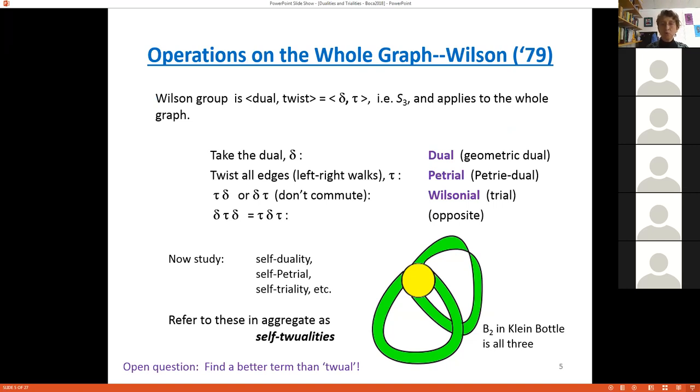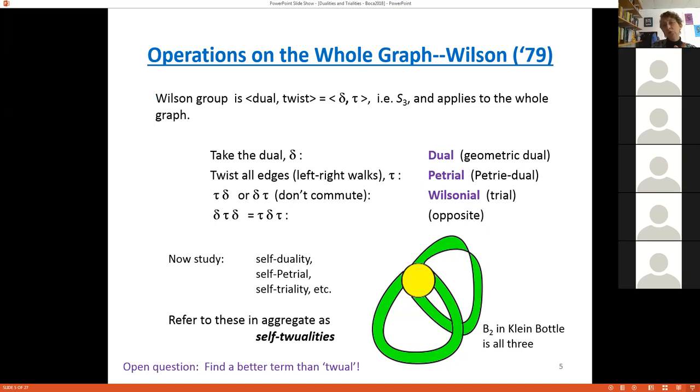The Petrie dual is what you get from a ribbon graph if you take each ribbon, detach it, give it a half twist, and stick it back onto its vertex. Equivalently, if you take an embedded graph, you use the same vertices and the same edges, but for faces, you replace the usual facial walks around the disk by left-right walks. You walk along an edge, you turn right. When you get to the next vertex, you turn left. Those give you left-right walks, and those become the new faces of the Petrie dual of the graph.